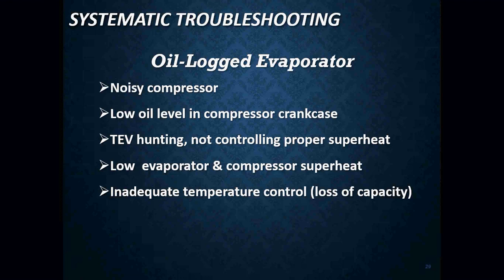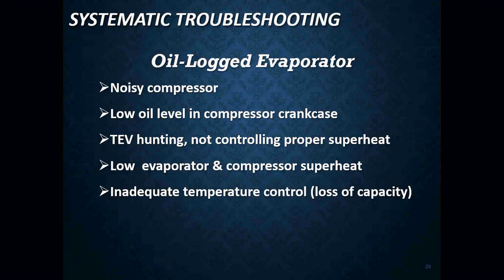The TXV is going to be hunting. It's not going to be able to control the proper superheat. You're going to have low evaporator and compression superheat, and you're going to have inadequate temperature control, or better known as loss of capacity. So basically this system is going to be running all sorts of crazy, and it's not going to work correctly.